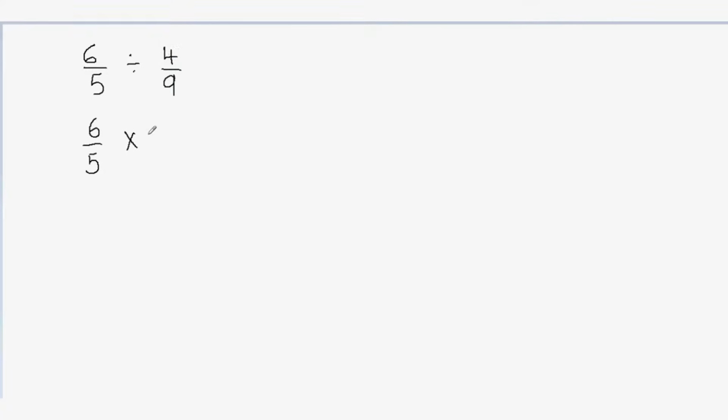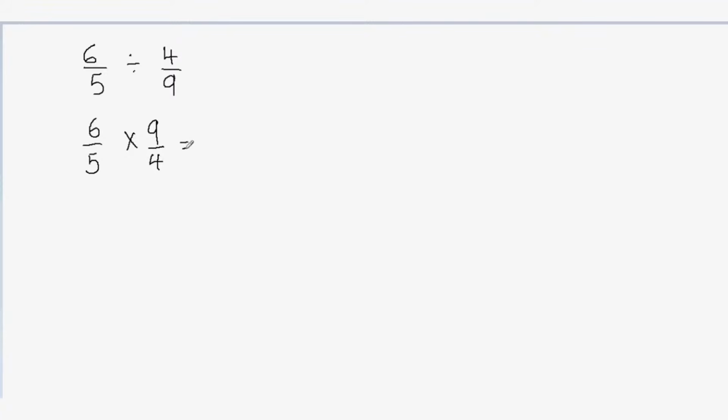And then we're going to flip this fraction. That means we're going to switch the numerator and the denominator. So I'm going to write 9 on top and then 4 in the bottom. So you see that I've switched this fraction, flipped it. My denominator becomes my numerator and my numerator becomes my denominator.